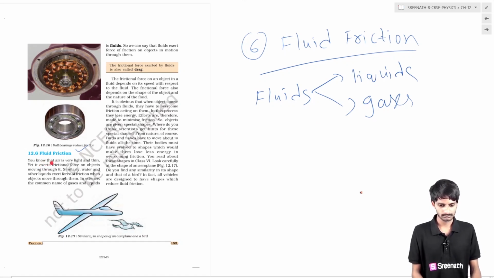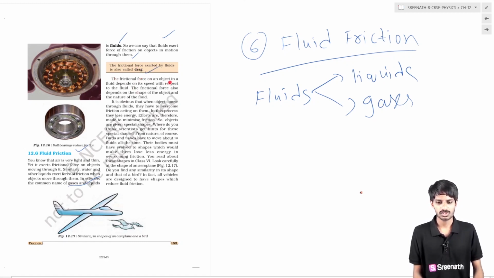Basically, air is very light and thin, but even though it is very light and thin, it also exerts friction on objects which are moving through it. And water is also a movable form, but it also exerts friction on objects which are moving through it. So in science we call liquids and gases fluids. We can say that fluids exert a force of friction on objects in motion. The friction force exerted by liquids and gases is called drag.